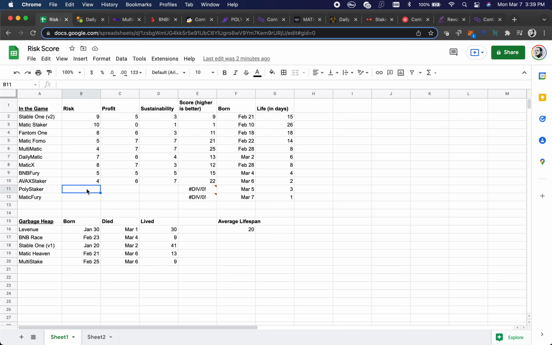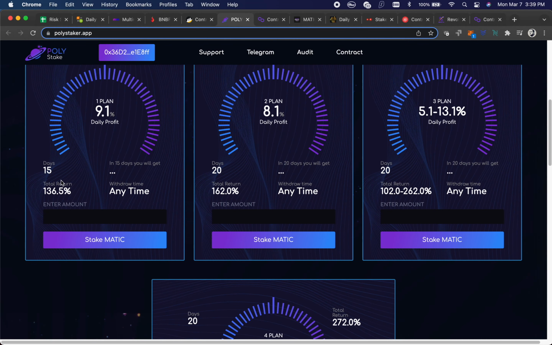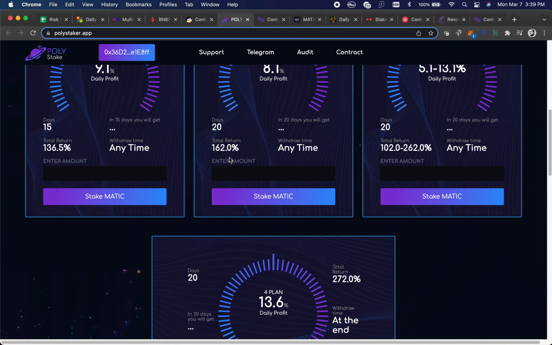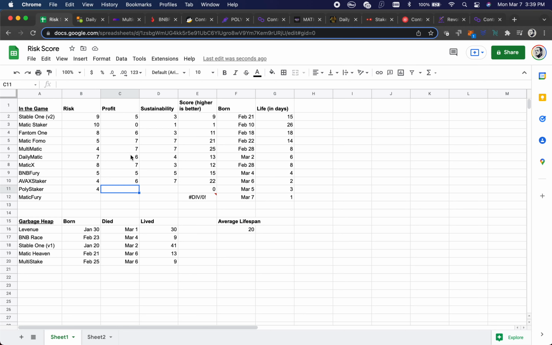So I think I'll put the risk at 4. Profit's a little lower than most, I think. Let's grab that. Yeah, 36 over 15 days. That's like 18% a week. So it's a little bit lower. There's no big groundbreaking returns on this, but it's okay. I might put it at 5. I mean, it's at least at the level of stable 1. Sustainability, I'll probably put that up at 7 as well. So that's a good option as well.